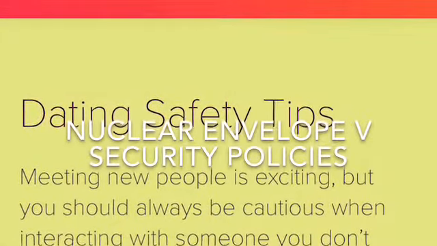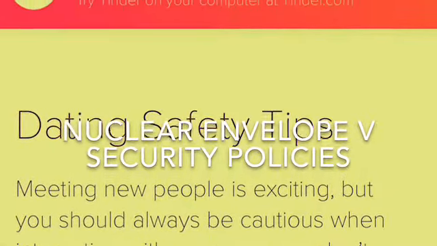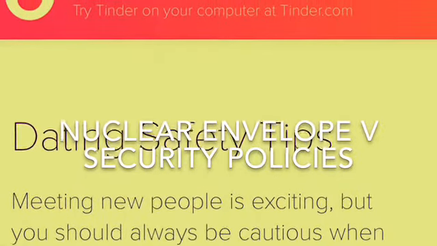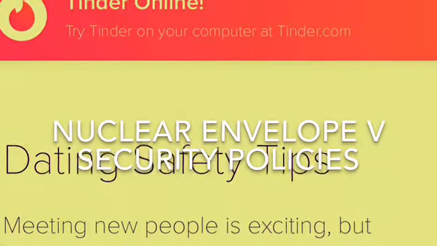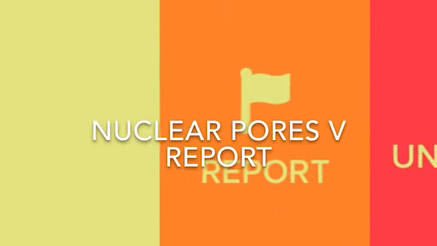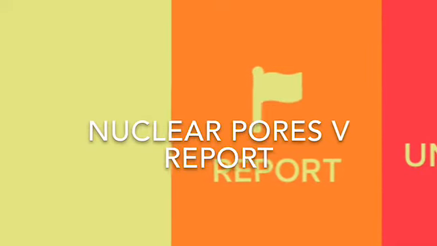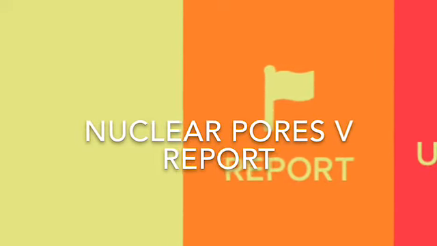The nuclear envelope is a double-layered membrane that protects the nucleus. This is in comparison to security policies on Tinder because they protect the users of the app. Nuclear pores allow movement of some molecules in and out of the cell. This is in comparison to the reporting button because you can remove those who don't belong.